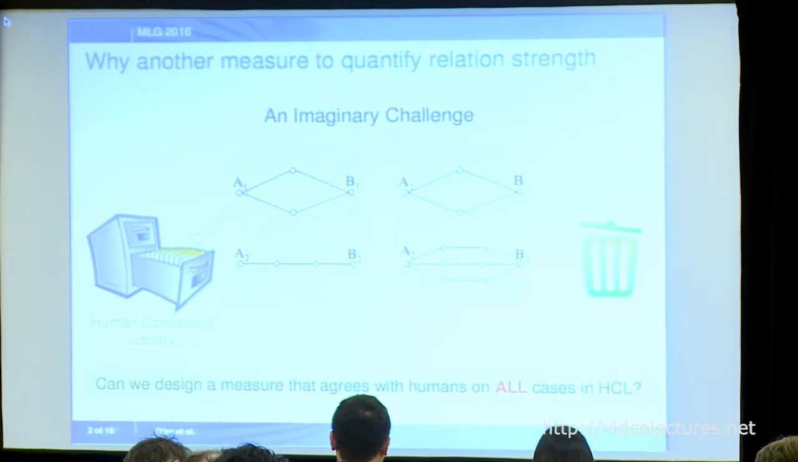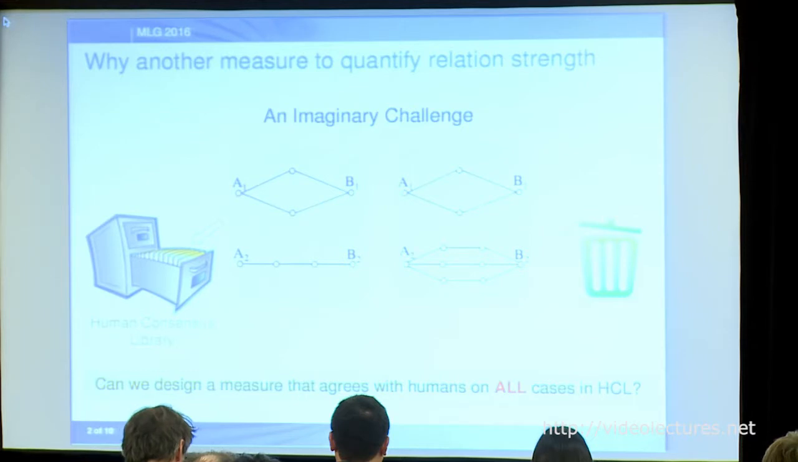Suppose I draw the graph on the left and ask people, is A1-B1 relation stronger or is A2-B2? I think 99% will say A1-B1. So I get consensus, I put it in the library. Otherwise, I throw it away. Imagine I do this over and over again. I get a large collection.